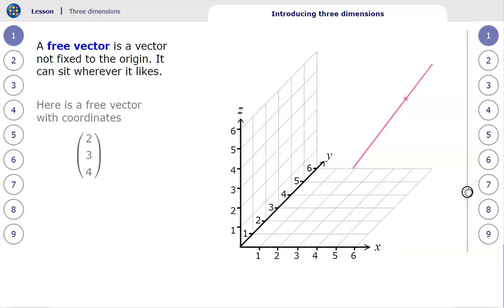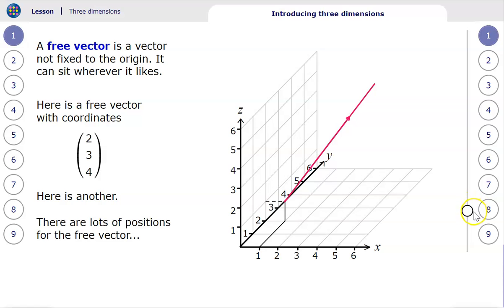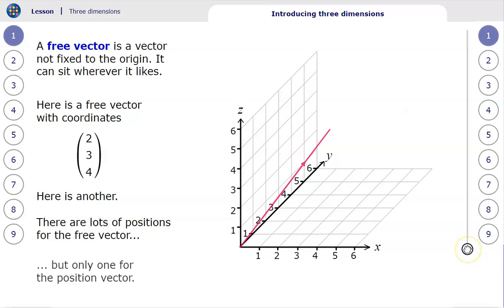A vector 2, 3, 4 is a free vector. It's going to be anywhere on that page basically. It could be there, it could be there, it could be there. But a position vector, remember, is a vector that's linked down to the origin. There's only one place for that position vector.